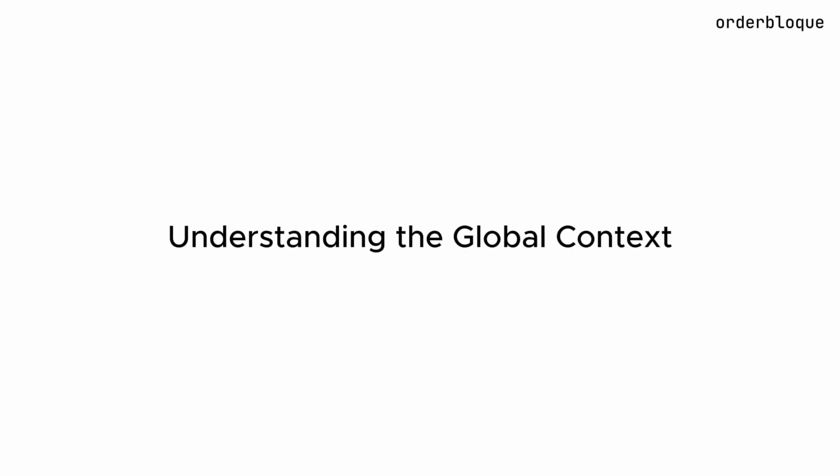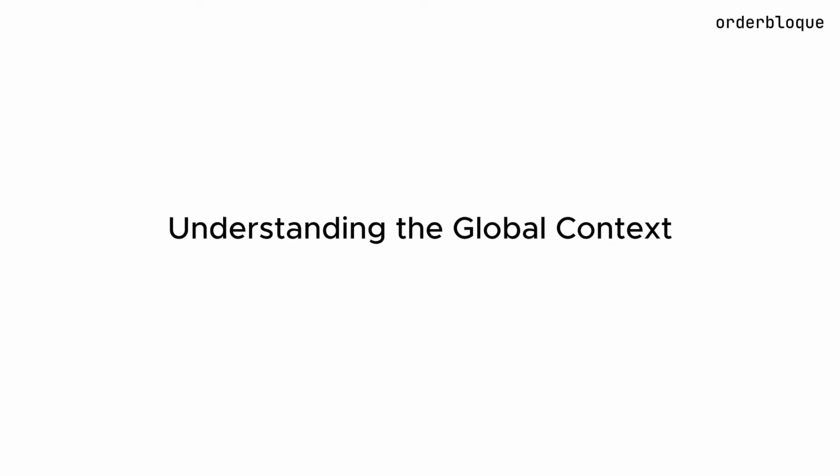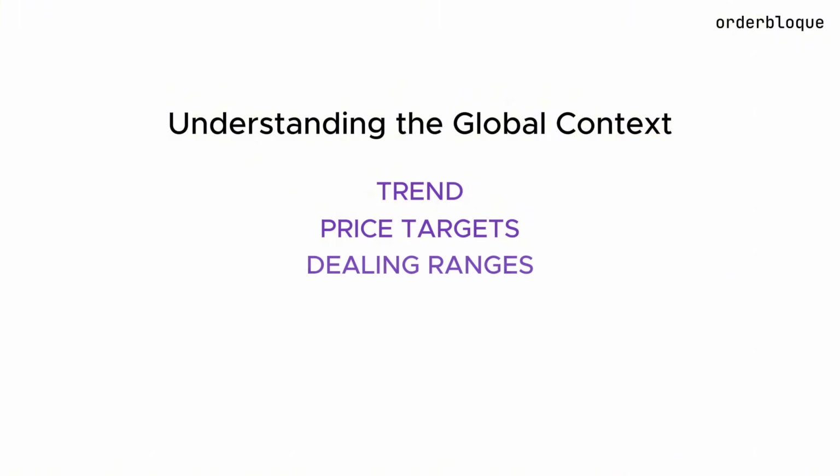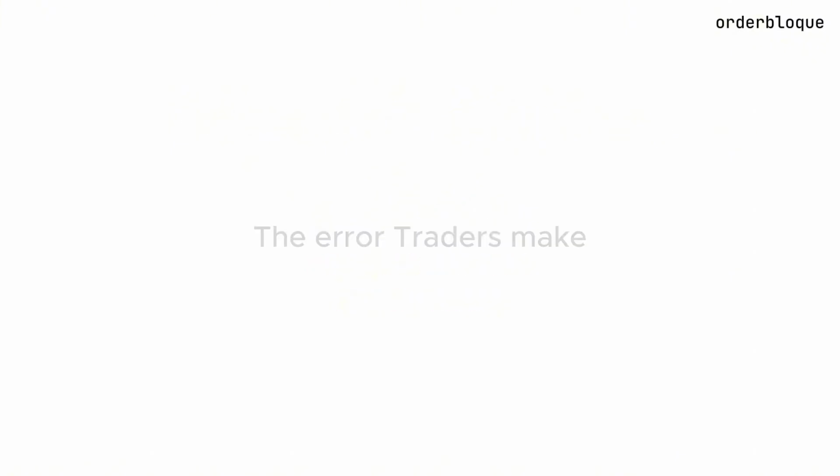First and most important is a clear understanding of the global context and its variables. Broadly speaking, this means understanding the trend, understanding medium and long-term price targets. This also includes determining dealing ranges and order flow, everything that helps define the context. The second relates more to an error that traders themselves make.